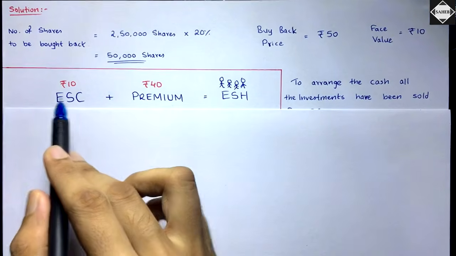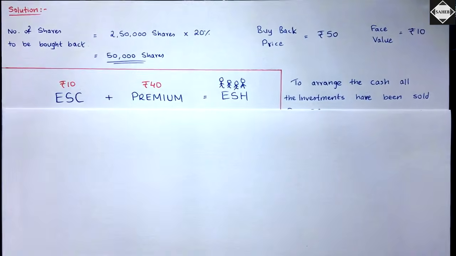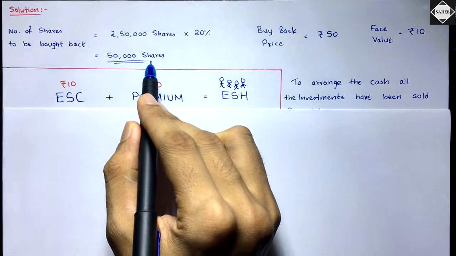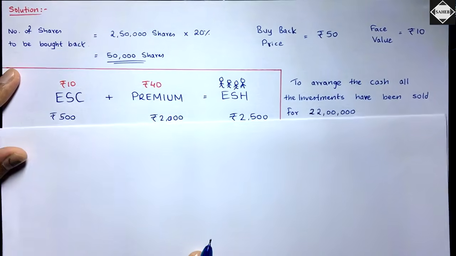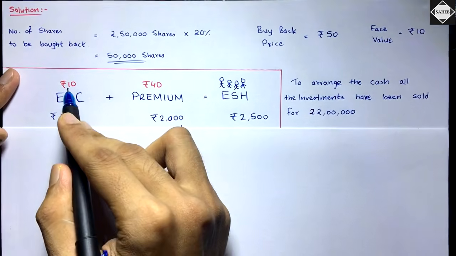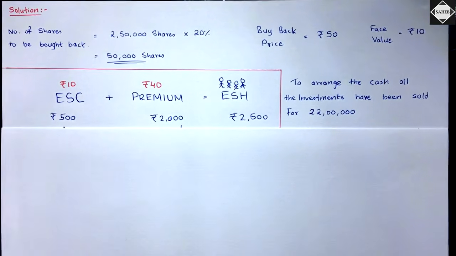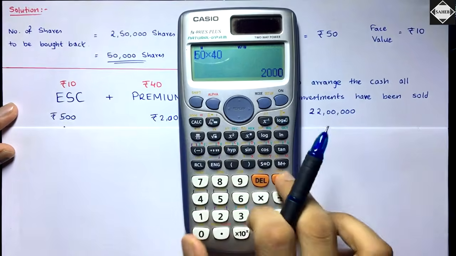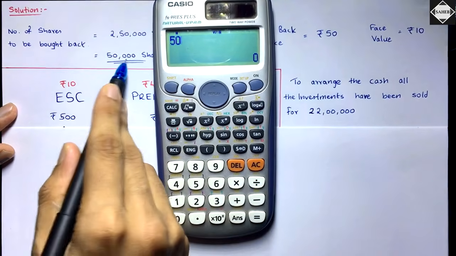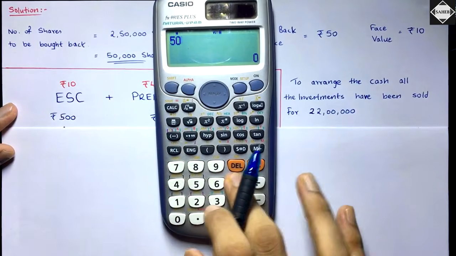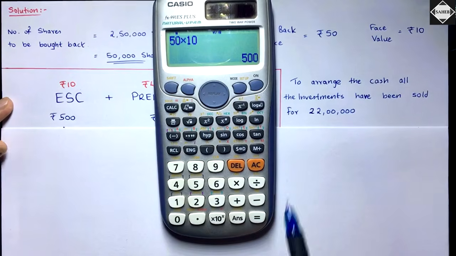See here, how will you calculate equity share capital? You just have to calculate the face value. It's very simple. Number of shares to be bought back is 50,000 shares, and the face value is rupees 10. Just multiply that, you will get 5 lakh, isn't it? 50,000 into rupees 10, that is equal to 5 lakh. It is represented in thousands, so 500, isn't it? See here, let me just show you. This 50,000, you have to take it in calculator as 50. Because ignore the last 3 zeros. So 50 into rupee 10, that is equal to how much? That is equal to 5 lakh.